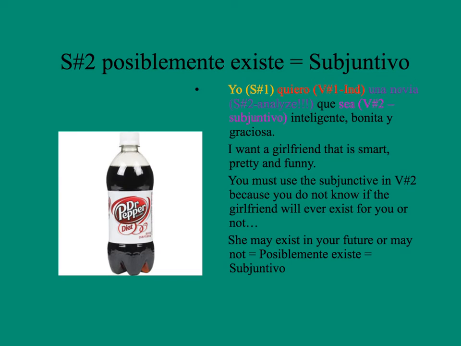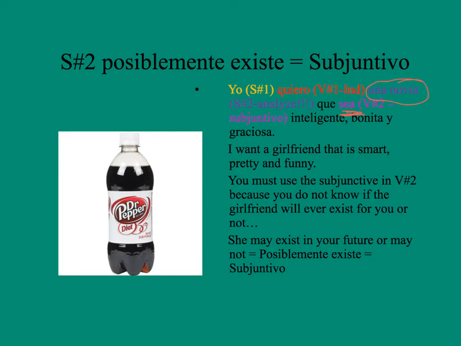Okay, so here's for if your subject number 2 possibly exists. Here's an example, and I broke it down, I color-coded it. So yo, that's my subject 1. Quiero, that's my verb number 1 in the indicative, I want. Una novia, a girlfriend. That is subject number 2, so that's what I analyze. I look at a girlfriend that is intelligent, pretty, and funny. So obviously here, my verb number 2 has been put in the subjunctive.